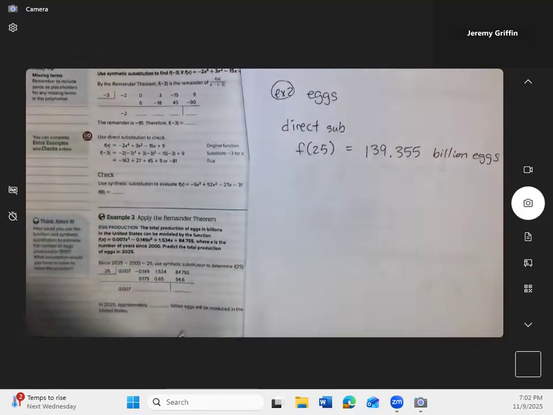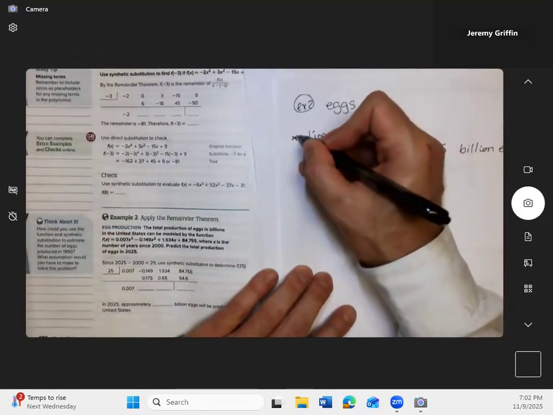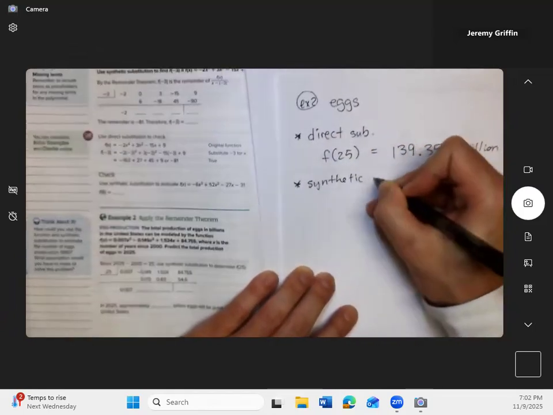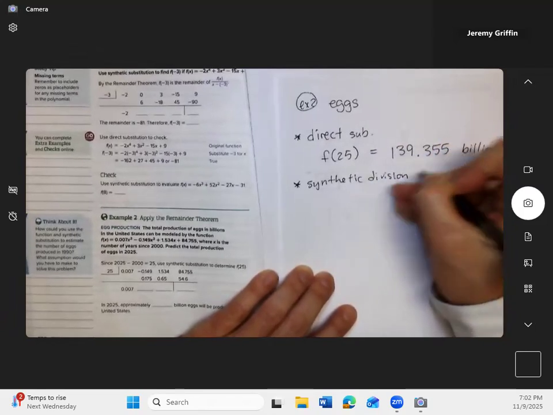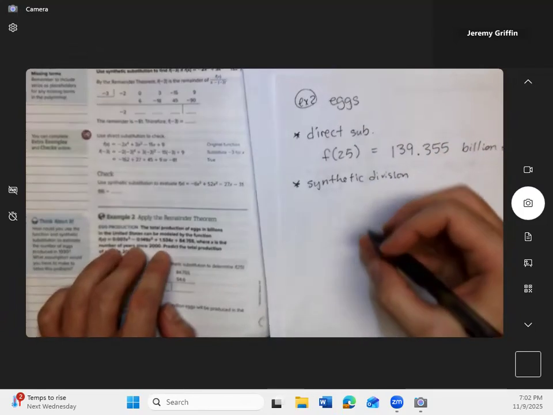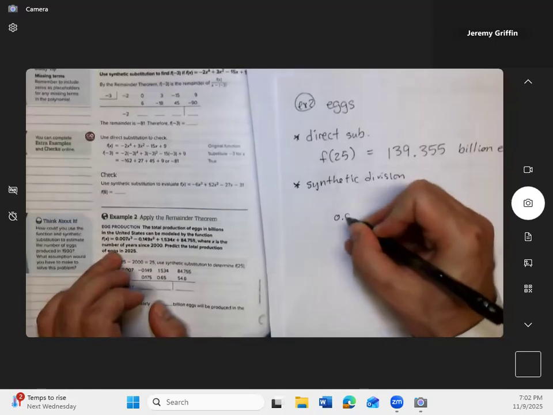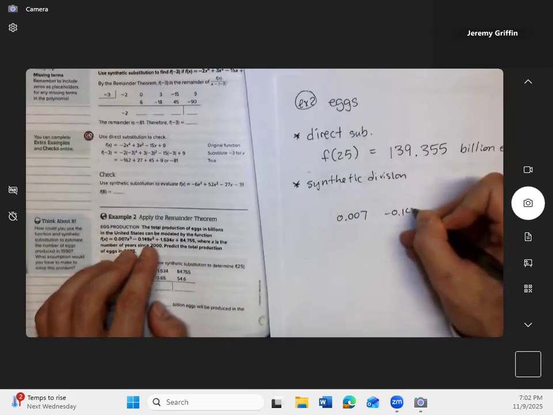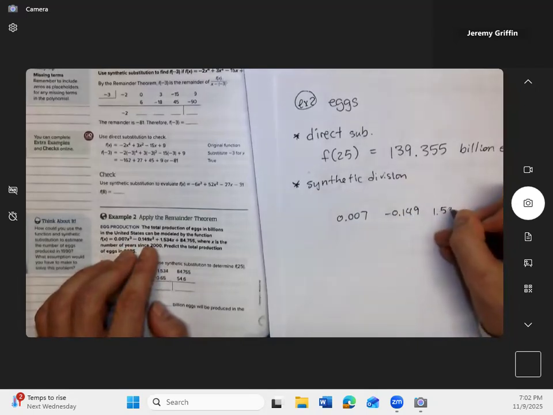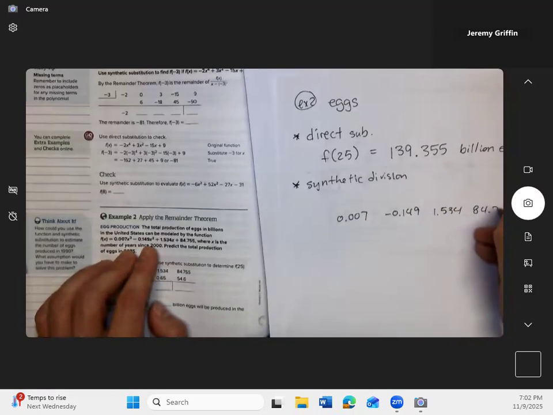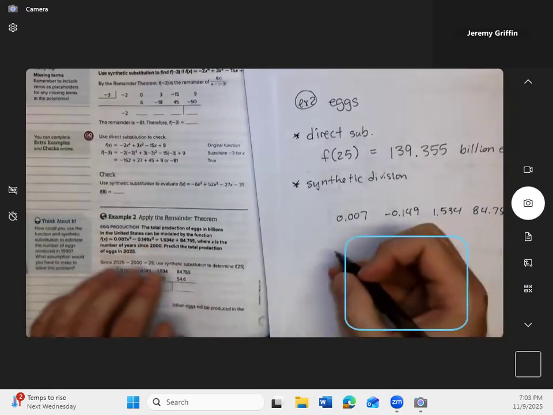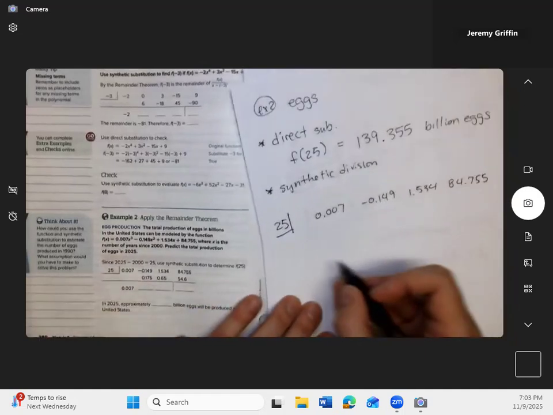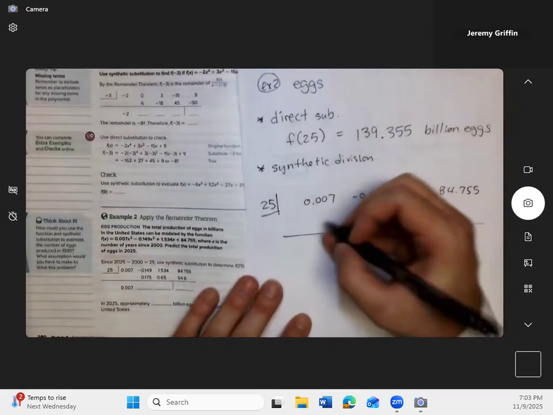All right, so that was direct substitution. Let's try synthetic division. Take the coefficients on this polynomial, which are 0.007, negative 0.149, 1.534, and 84.755. In this box, I need to plug in 25 for 25 years after the year 2000. And let's see this whole process.